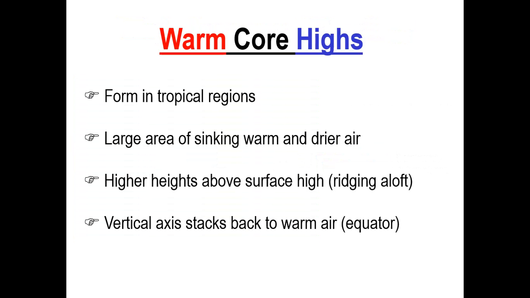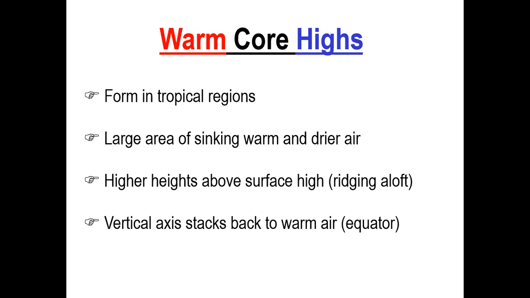What does the structure of highs look like? Okay, we're going to start off with something known as a warm core high. Now, when I say warm core, what I'm getting at is the highest temperatures are towards the center. All right, so warm core highs typically form over the subtropical and tropical regions. They're large areas of sinking warm and drier air. There's higher heights above the surface high, or ridging aloft. What we call ridging aloft is when you have higher heights above that surface high.